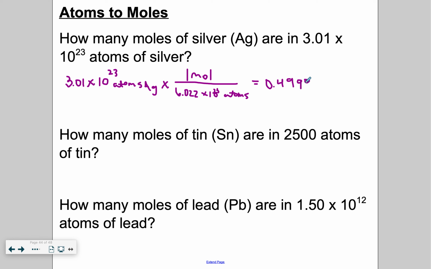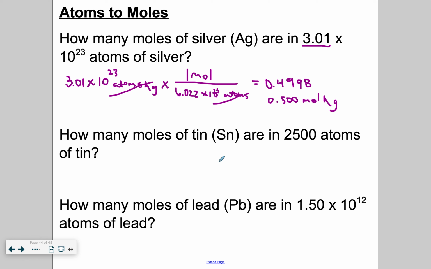Okay, so now we've got sig figs. We are going to go to 3 sig figs. 1, 2, 3. Can I round up? Yep. So really my answer is 0.500. And the units, atoms cancel out, is going to be moles of silver. So if I counted out 3.01 times 10 to the 23rd atoms of silver, I would have half a mole of silver, 0.5 moles. Okay, moving on.